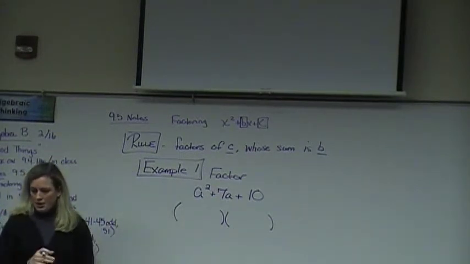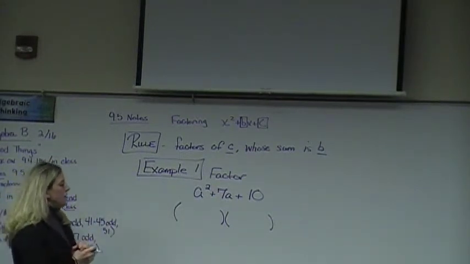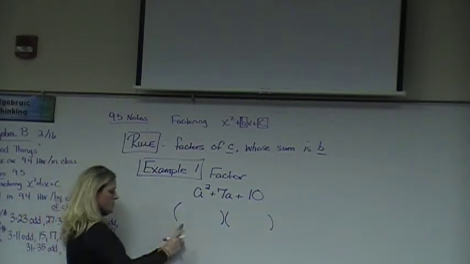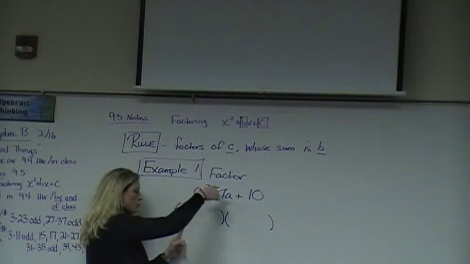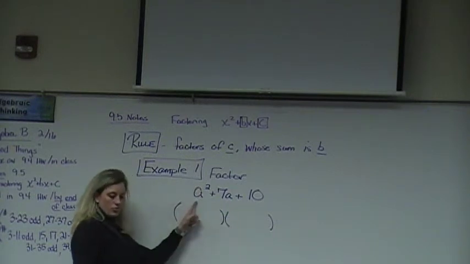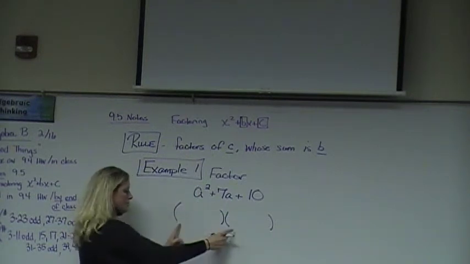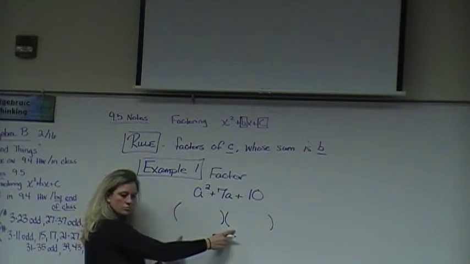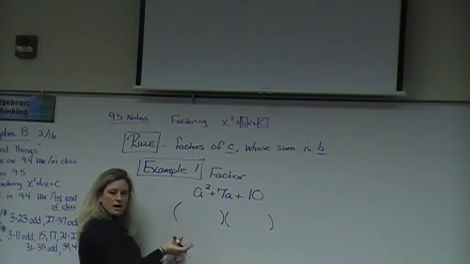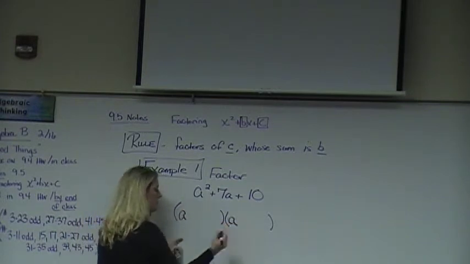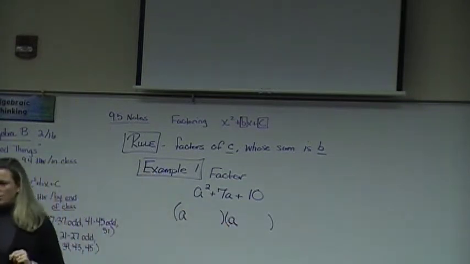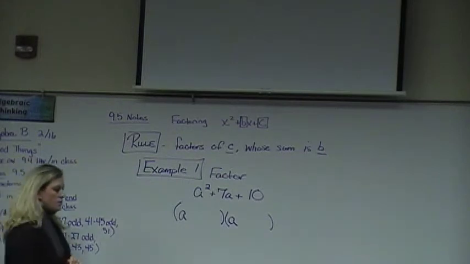Alright, here's how we do it. What we're going to do first of all is figure out what goes here and here to get a squared. Remember when we FOILed? We took this term times this term and it always equaled the first term. So what times what, guys, would get me a squared? A times a, right? So we put an a here and an a here. And we already started factoring our trinomial into two binomials.